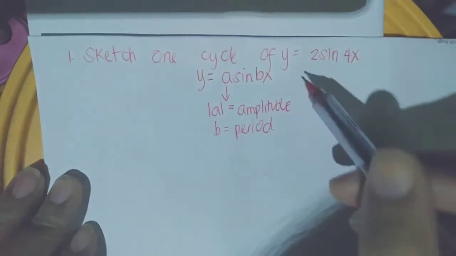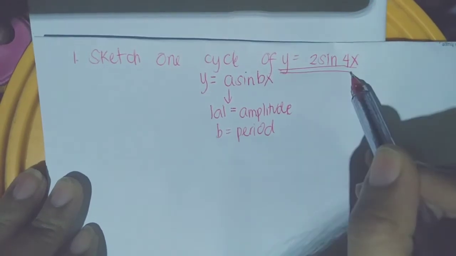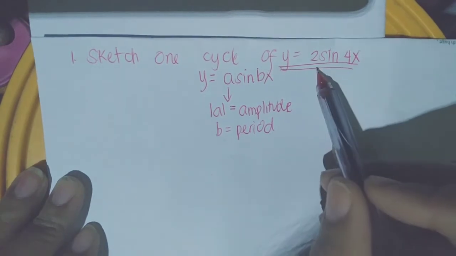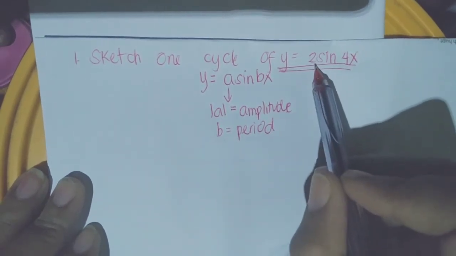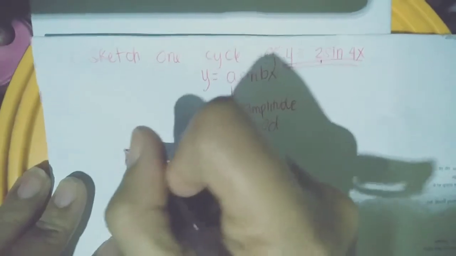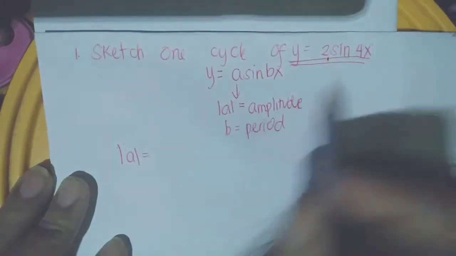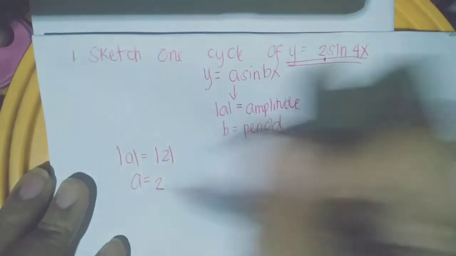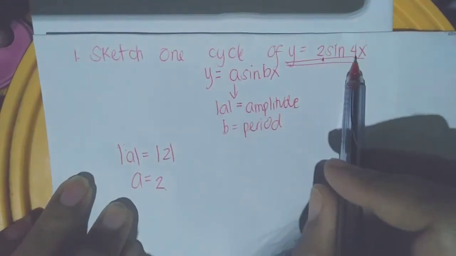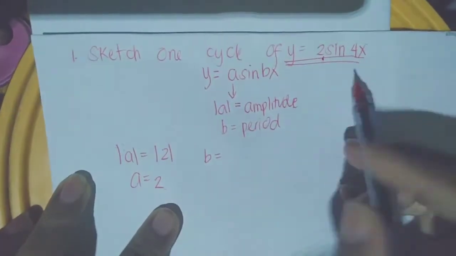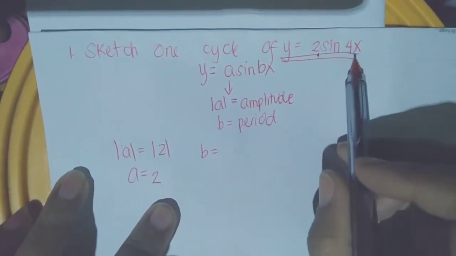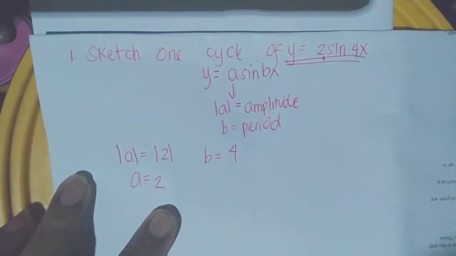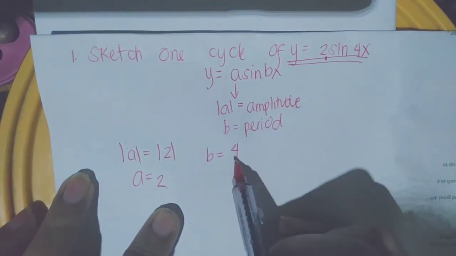So first, this is our given. We will determine the value of the amplitude and the period from here. So this is a, which is our amplitude, equivalent to 2. So a is equal to 2. So our amplitude is 2. Then from here, the coefficient of x is 4. So our b is 4.